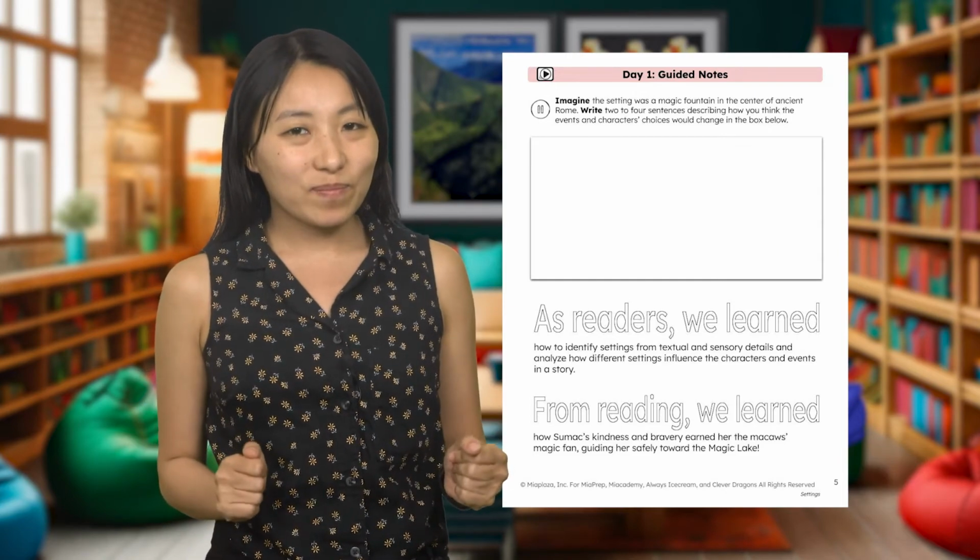Here's what I think. If Sumac and her brothers searched for the magic fountain in the busy streets of ancient Rome, they'd likely meet different characters, like Roman citizens or mythical creatures. These characters could either help or hinder them, and might try to find the fountain as well, possibly even fighting for its magical healing powers. The story could be tense and competitive as they raced against each other through the crowded city.